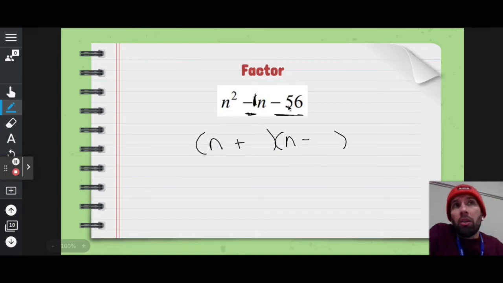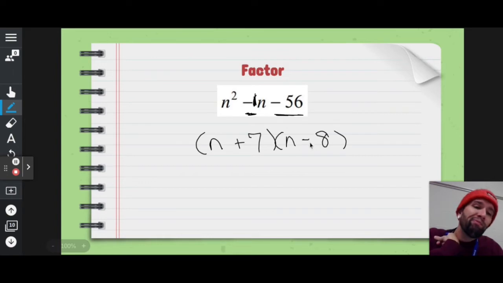The only numbers that I can think of right now that multiply out to 56 off the top of my head are 7 and 8, which is good because if they add up to negative 1, 7 and 8 can combine to make a 1, or in our case, a negative 1. So 7 times 8 is 56. 8 minus 7 is 1. But in this case, since this is a negative 1, the greater number is going to be negative. Negative 8 plus 7 is negative 1. Negative 8 times 7 is negative 56. I'm done. I can't factor anymore. That's it.